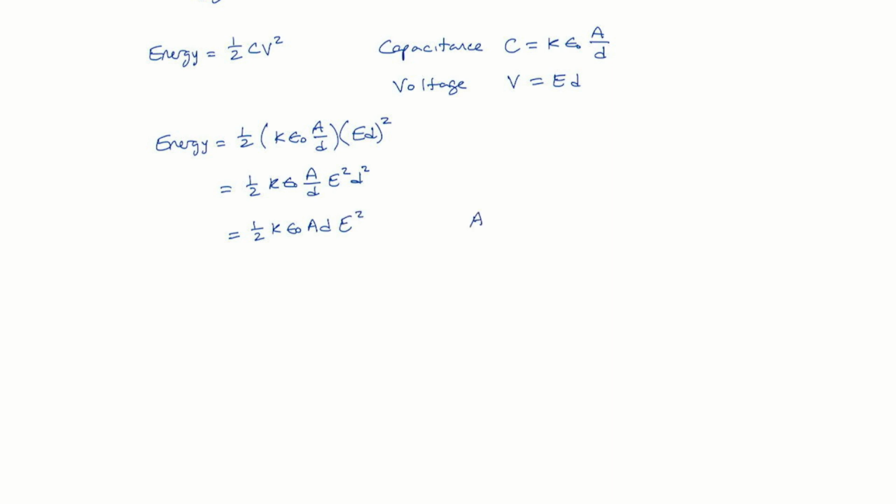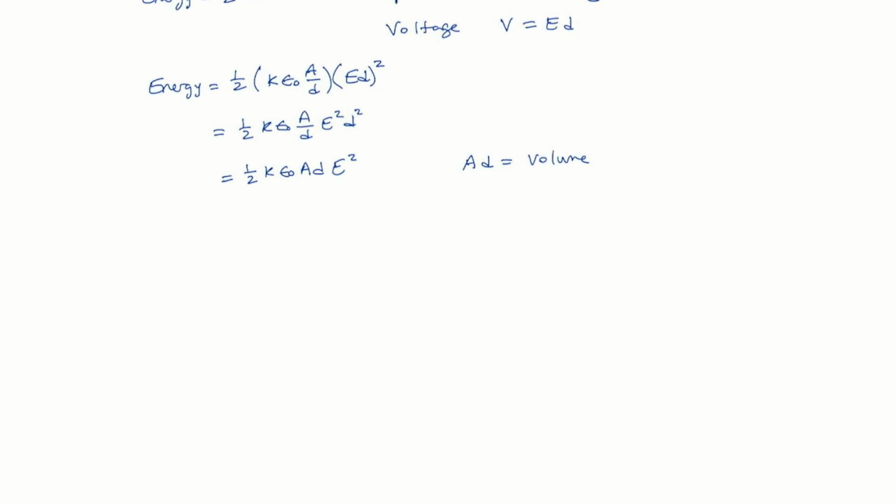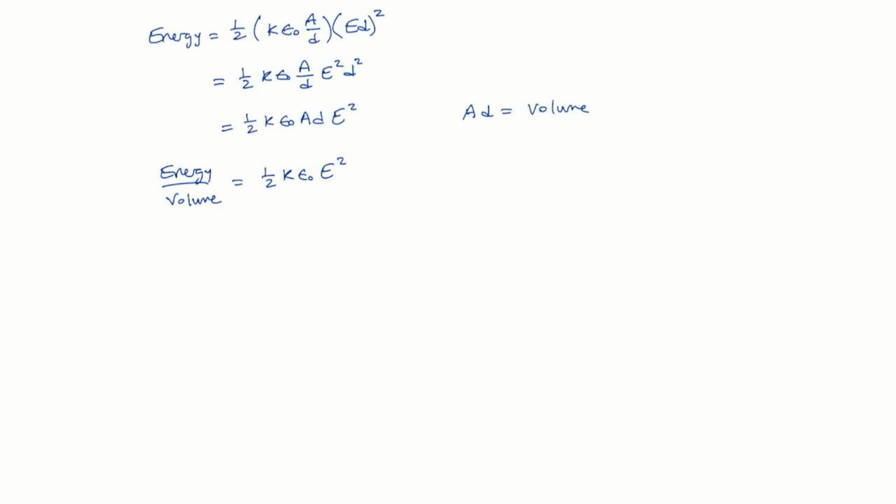And now an A times a D is equal to volume. So we can divide both sides by the A times D, call that a volume, and we have energy divided by the volume, and what's left is 1/2 kappa epsilon 0 E squared. And so what we can say is U sub E is 1/2 kappa epsilon 0 E squared. And that is the value at an instant in time.